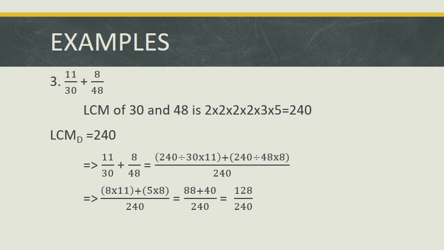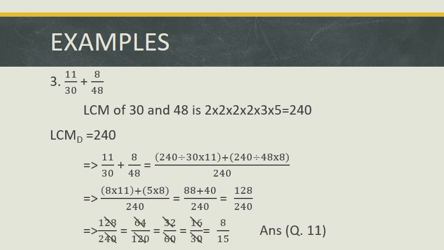Now children, we can reduce this fraction 128 upon 240. Let us see how we have reduced. First, we have divided 128 by 240 by 2. So what do we get? We get 64 by 120. Now children, you know that we are dividing both the numerator as well as the denominator by 2. Again, 64 by 120 can also be reduced. How? By dividing both the numerator as well as the denominator by 2. So what do we get? We get 32 by 60. Again, we will divide 32 by 60 by 2 and we get 16 by 30.